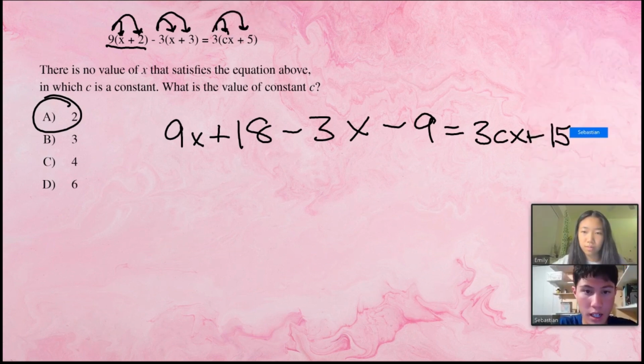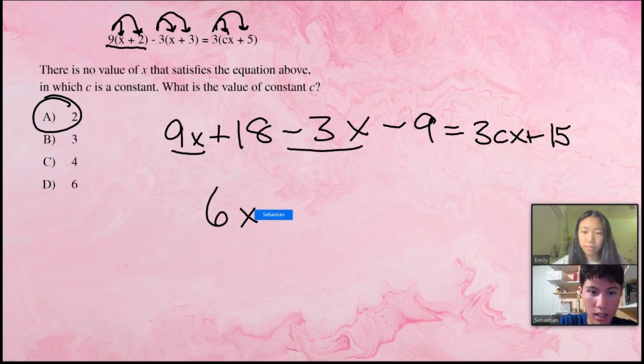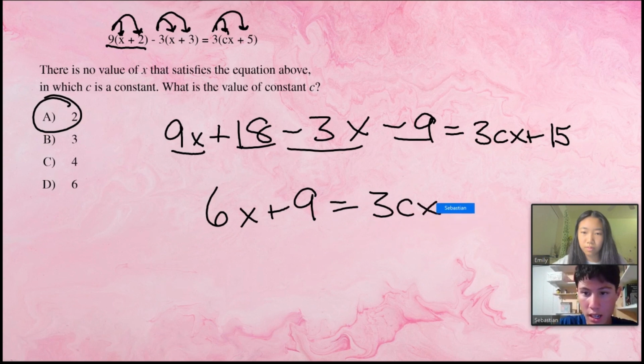And now we can start adding like terms. So the 9x and the negative 3x can combine to 6x, and the two constant terms will go to 9. And this will equal 3cx plus 15. So now that both sides of the equation are simplified, we just need to solve for c. So the only information that we're given is that there's no value of x that satisfies the equation above.